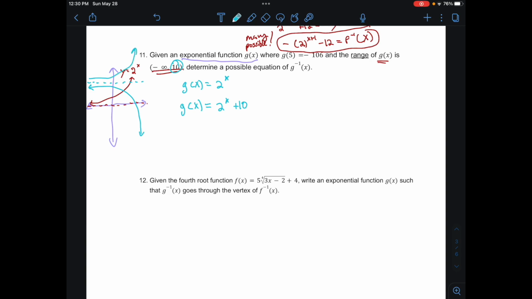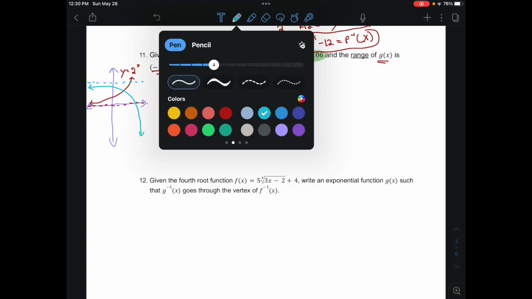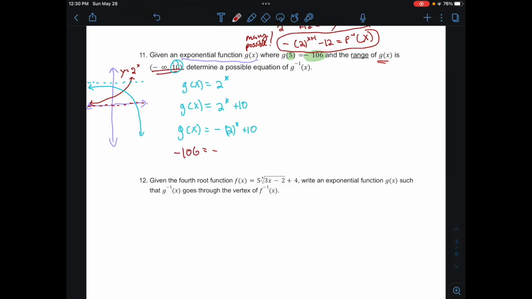But at the moment, 2 to the x would look something like this. So I need a flip. I'm going to make it negative. So I'm going to say g of x equals -2 to the x plus 10. So we raise 2 to some power of x, and then we just take that result and make it negative. And that probably takes care of what we need it to take care of. That's going to give us the general shape and the range that we want. So now we need to just make sure that our function g of x goes through the point (5, -106). So let's plug that in and see what we're working with. So -106 is equal to -2 to the 5th plus 10.